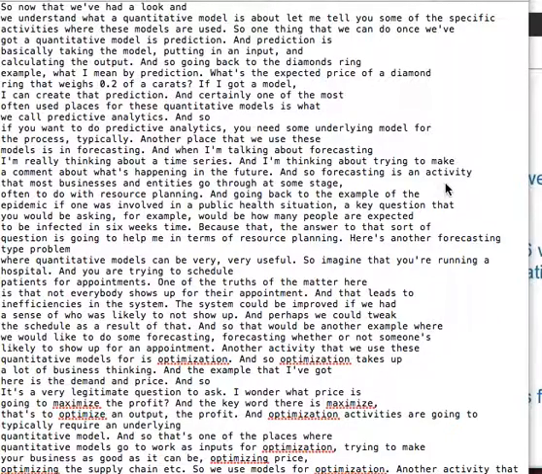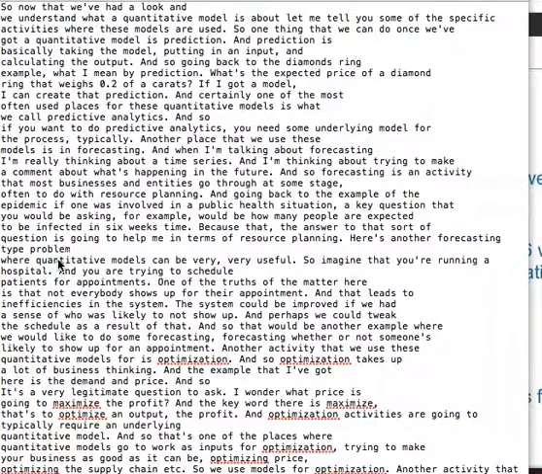Forecasting is an activity that most businesses and entities go through at some stage, often to do with resource planning. Going back to the example of the epidemic, if one was involved in a public health situation, a key question that you would be asking, for example, would be how many people are expected to be infected in 6 weeks' time. The answer to that sort of question is going to help in terms of resource planning.